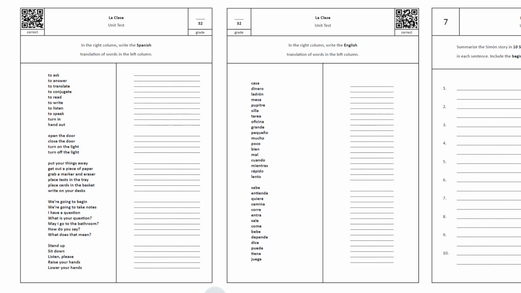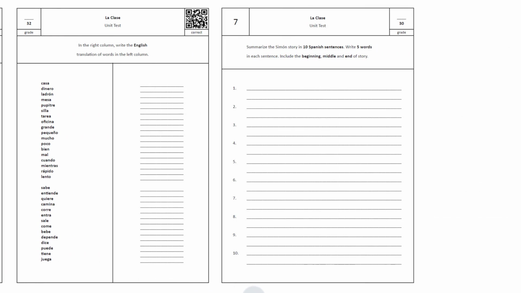The students are ready for the unit test. They can take their vocabulary test for both the classroom phrases and the small words. And then in their own words, they write 10 5-word sentences describing the story. And once they've gotten this far, they have to tell the story for 3 minutes to their partner.